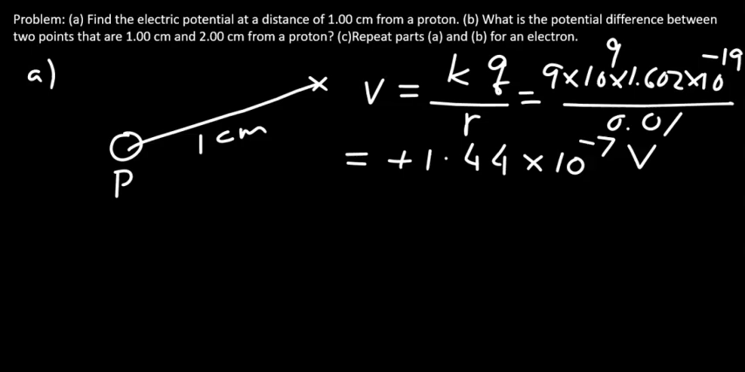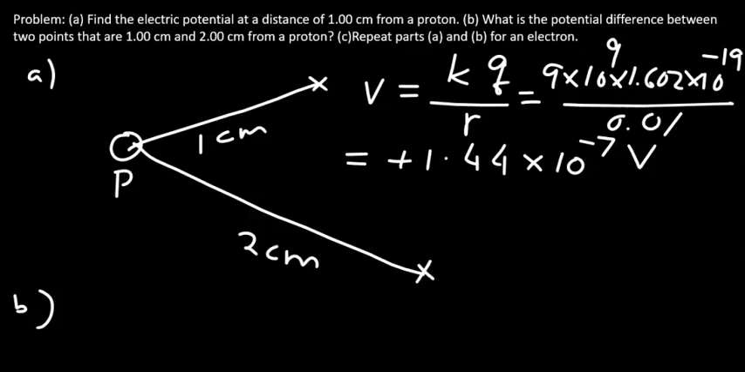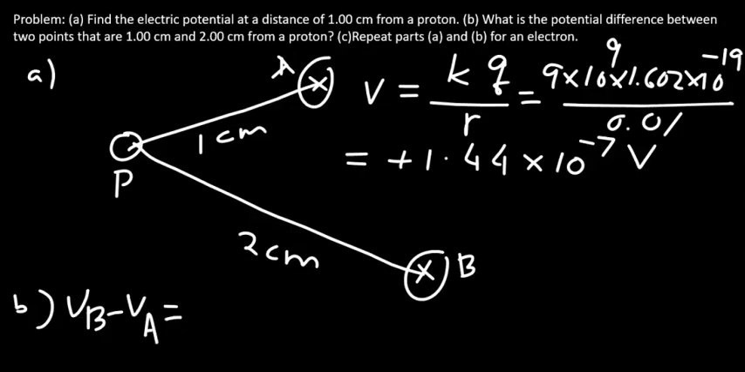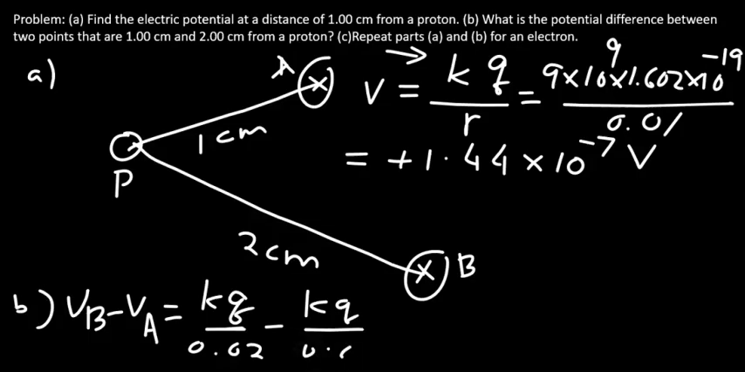Now part B, let's assume that you have another point, let's say over there, and the distance is 2 cm. So what is the potential difference between this point and that point? Let's assume this point is point A and this point is point B. So let's assume we want to find VB minus VA. Now VB can be computed in a similar manner as in part A. It is K, the charge of the proton, over 2 cm, so 0.02 meter, minus KQ over 0.01, 1 cm converted into meter.